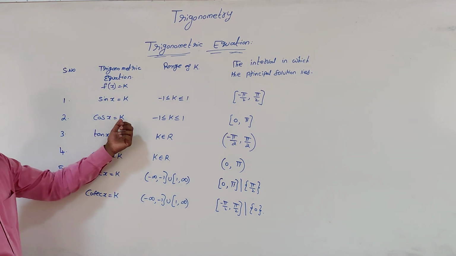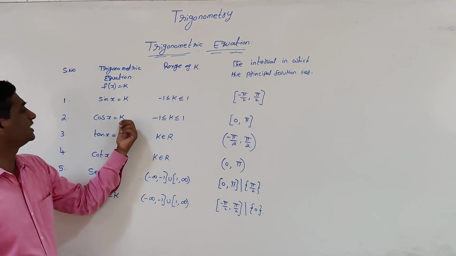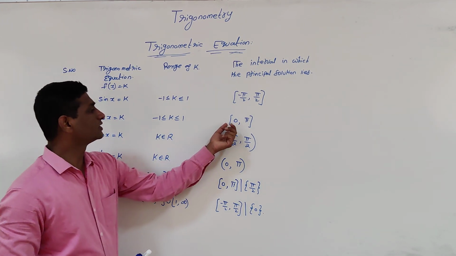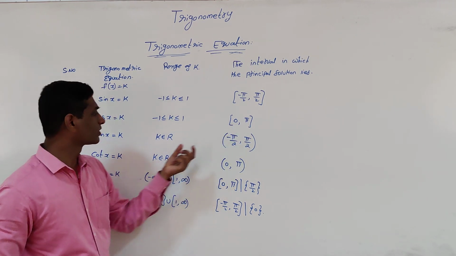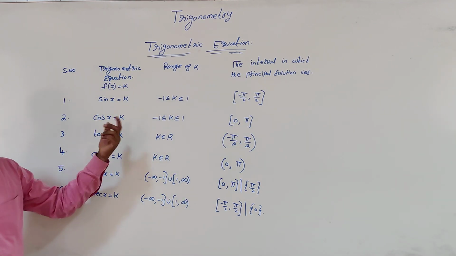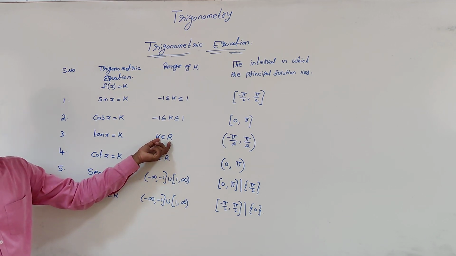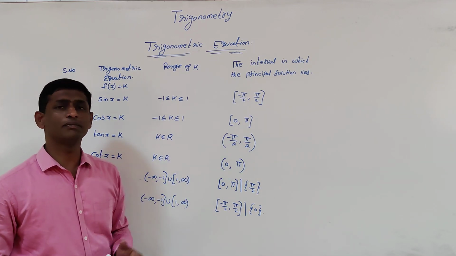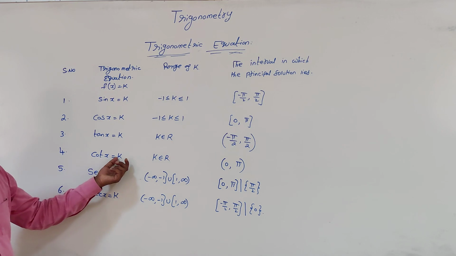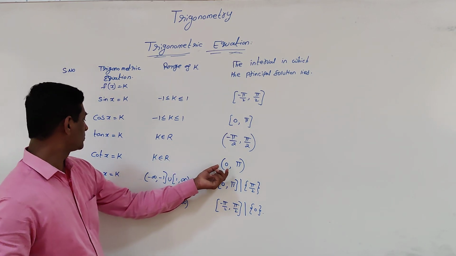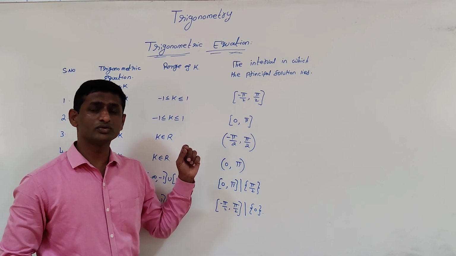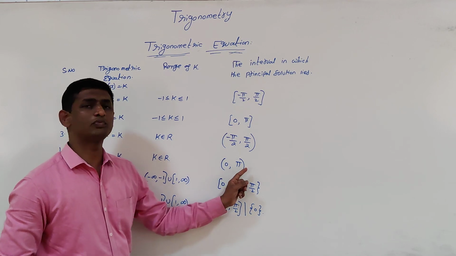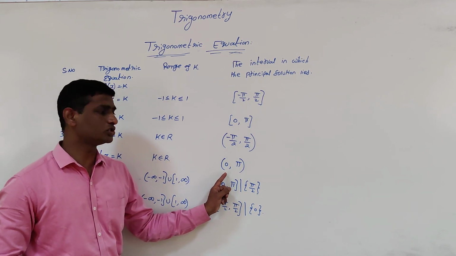Next, cos x is equal to k, where k lies between minus 1 to plus 1, which is the range of cos x, so the principal solution should lie between 0 to pi. Next, tan x is equal to k, where k is any real number, which is the range of tan x, and the principal solution should lie in the open interval minus pi by 2 comma pi by 2. For cot x is equal to k, where k belongs to R, the principal solution should lie between 0 to pi. We have to choose the starting solution from the interval 0 to pi, and only one value exists between 0 to pi.